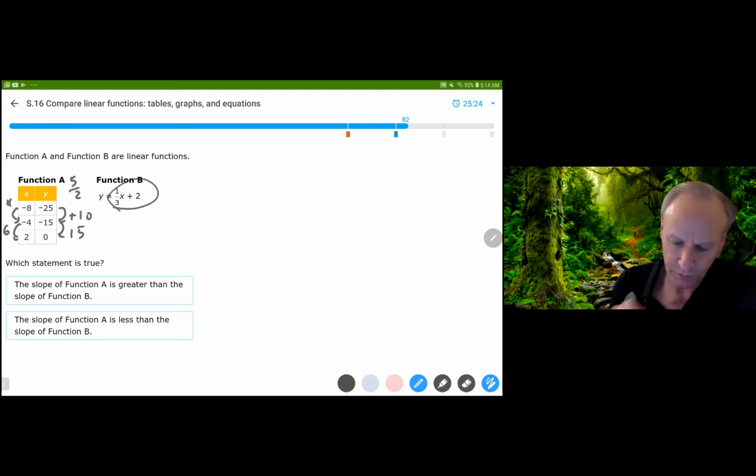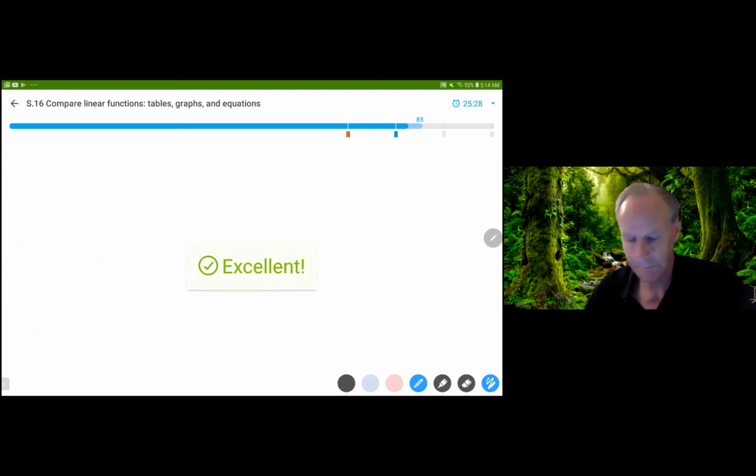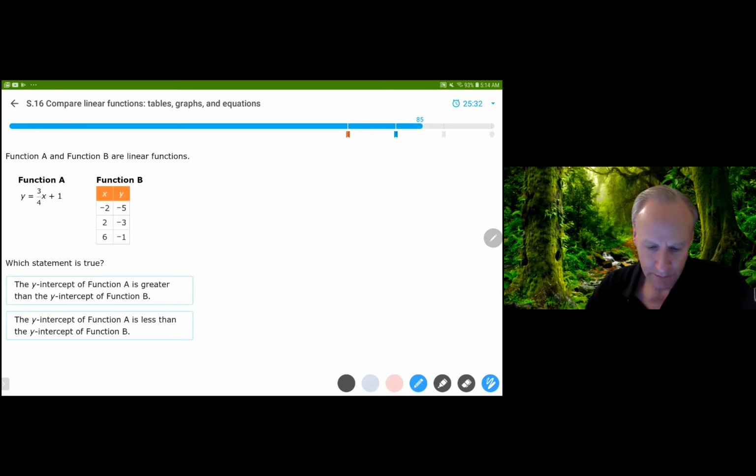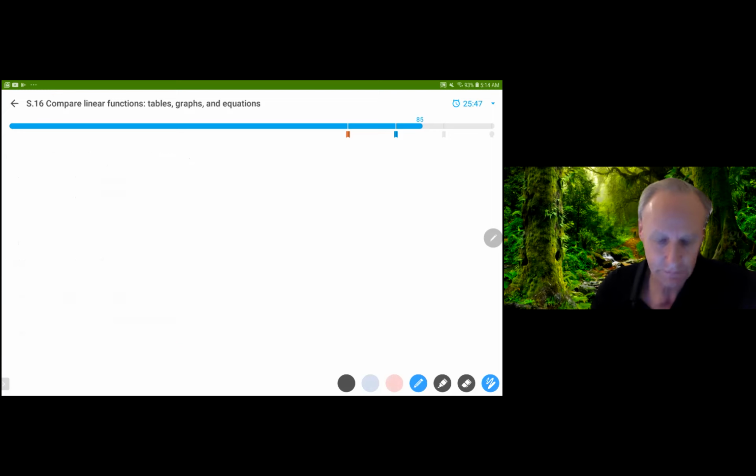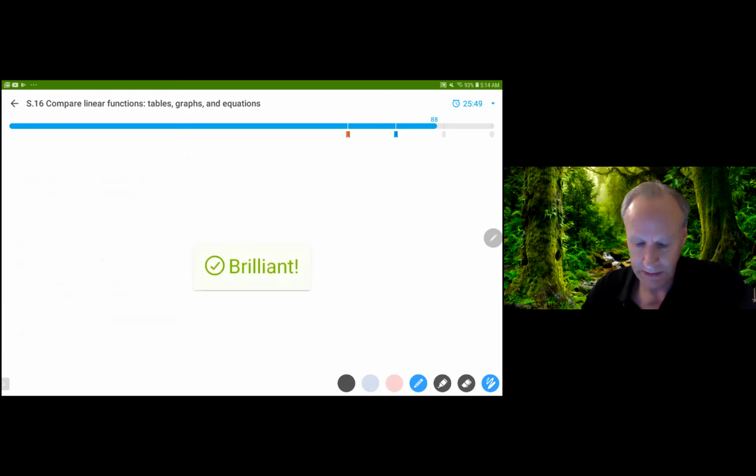And the slope over here is 1/3. So the slope of A is greater than the slope of function B. Now the y-intercept is the one we want to compare. Well, this one is 1, and the y-intercept here is in between these two, isn't it? So clearly the y-intercept of A is greater than for B. I'm estimating. There it is. Done. I hope you got that.